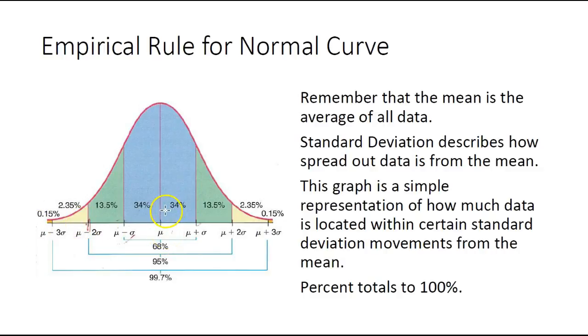And the percents in between would be how much data is captured in that area. So in here there's 34% of the data, or you could say the probability is 0.34. This is an estimate. Much later on we'll get better numbers. But all this will add up to 100% because it's the whole curve.